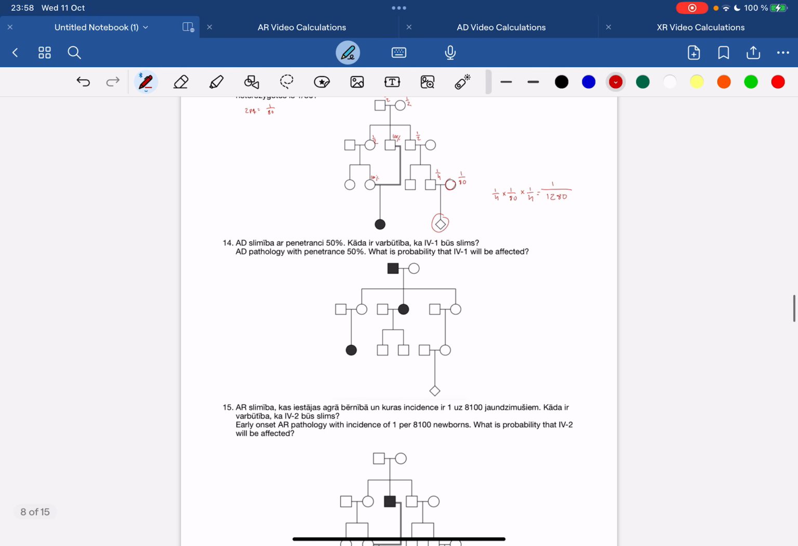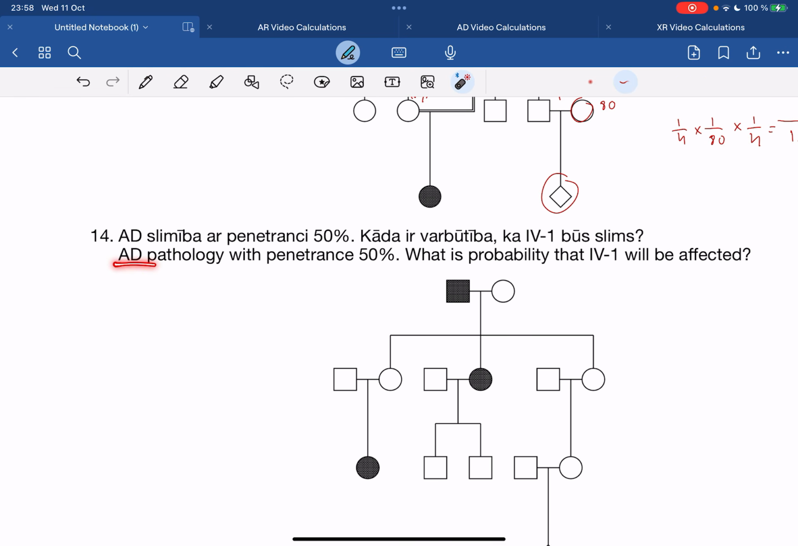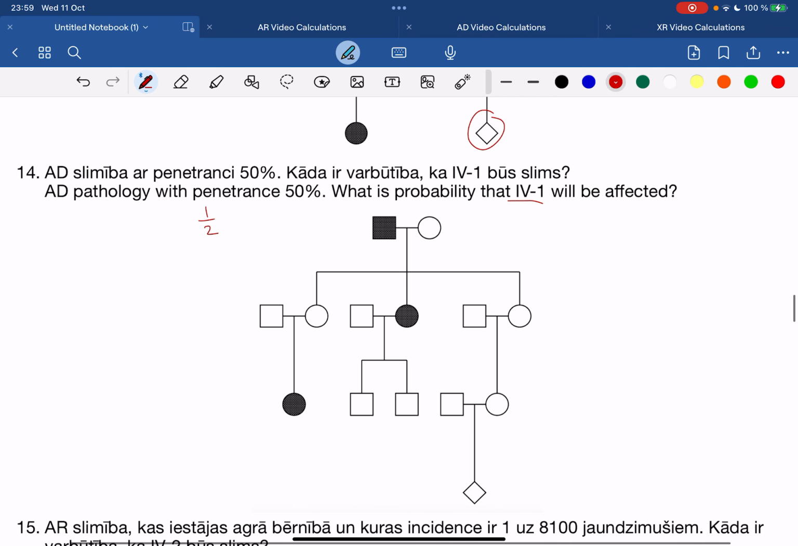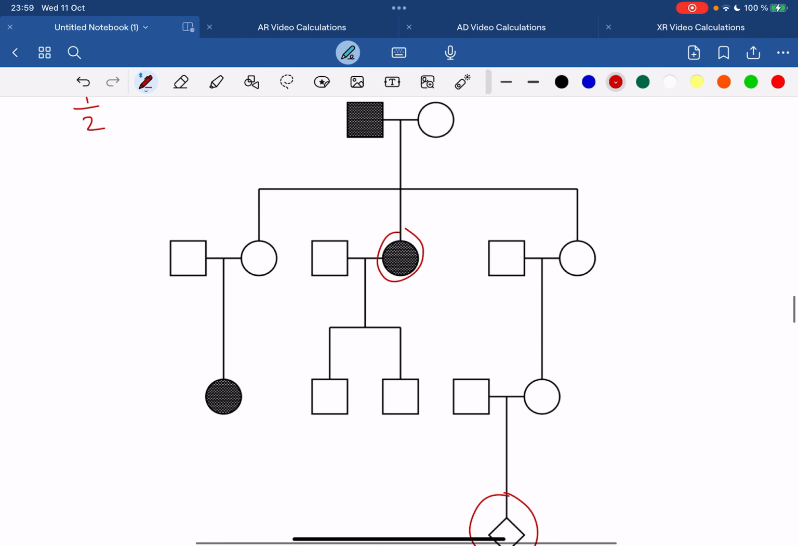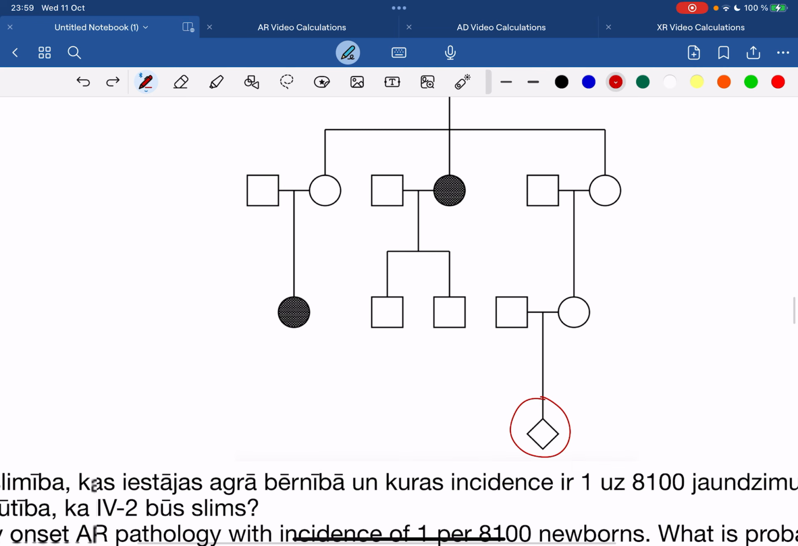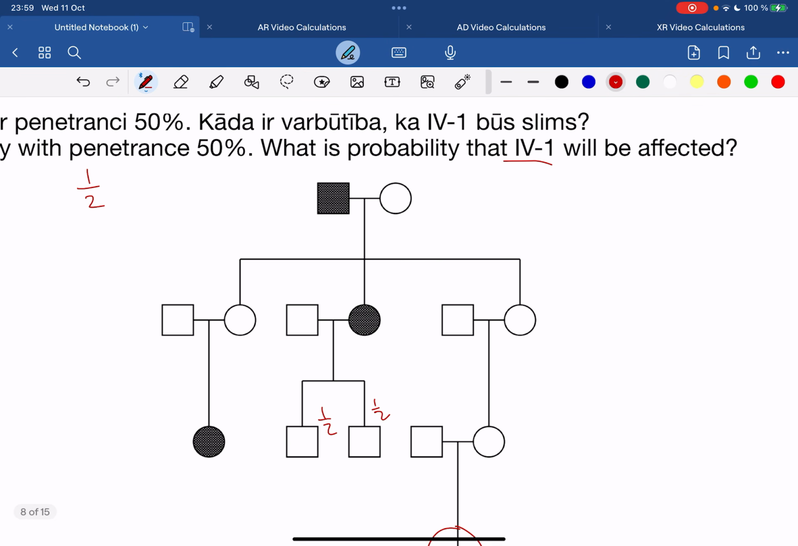Alright, next question. Autosomal dominant with a penetrance of 50%. We can write it down immediately. 1 out of 2. What is the chance that 4-1 will be affected? It's this person right here. Now, if we go according to the lineage, we can see right here that this person is affected by the dominant disease. So the chance for these people to be carriers is 1/2. But these people aren't that interesting. Instead, we're more interested in the parents.